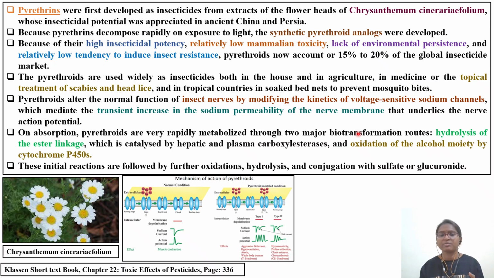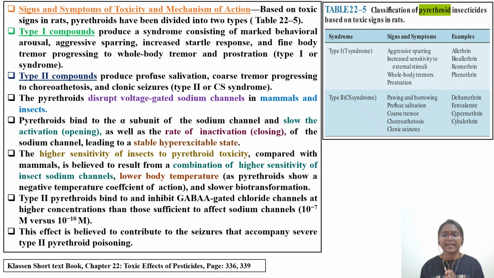Two major biotransformations we have. One is hydrolysis of the ester linkage. I have given the structures of this particular pyrethroid example, so an ester linkage will be there, with a carboxyl group and cyanide group, which is catalyzed by the liver as well as plasma carboxylesterase. Then oxidation of the alcohol moiety by the CYP450 enzyme. So the initial reactions are further supported by oxidation, hydrolysis, and conjugation. We will see the signs and symptoms again in detail, along with the mechanism of action.